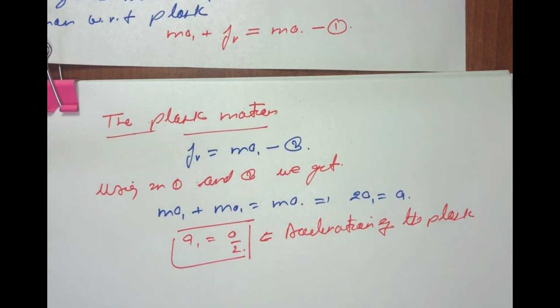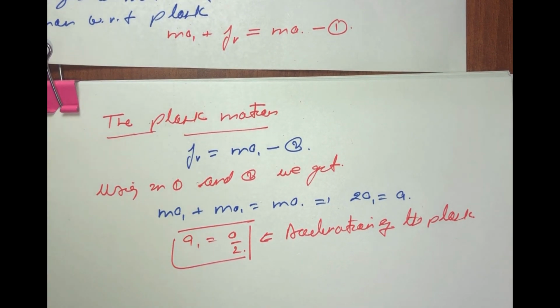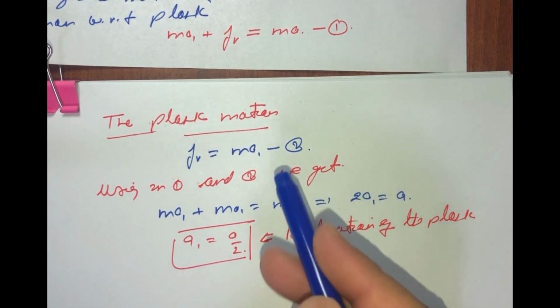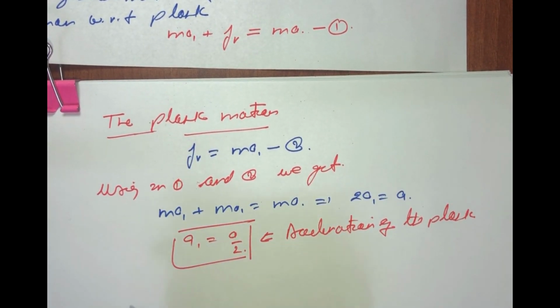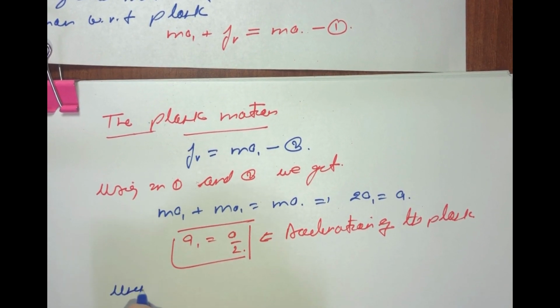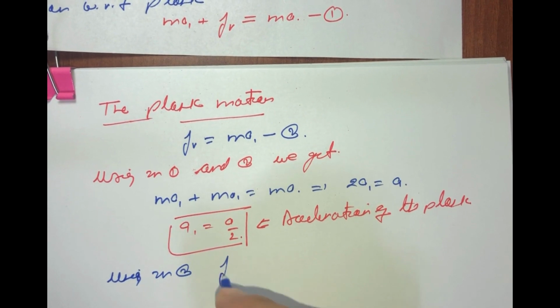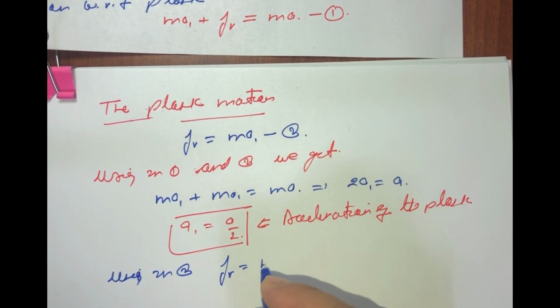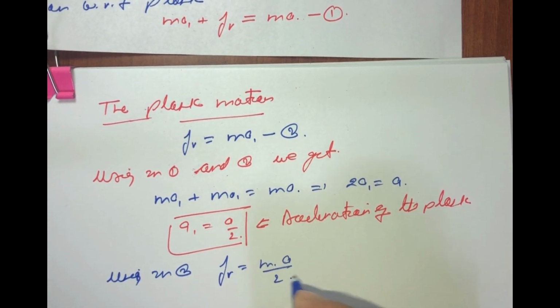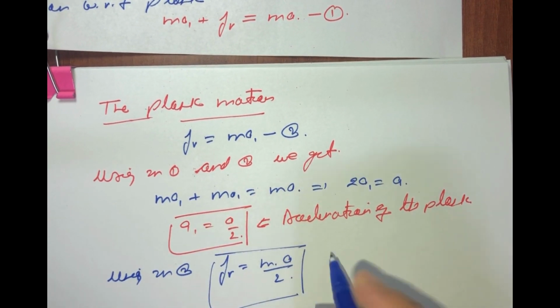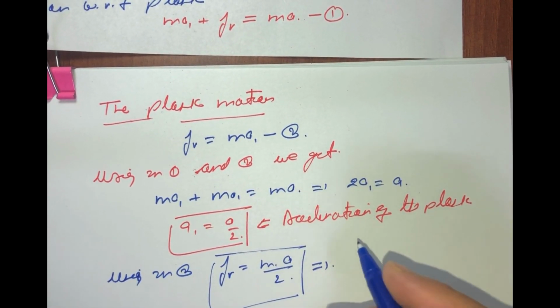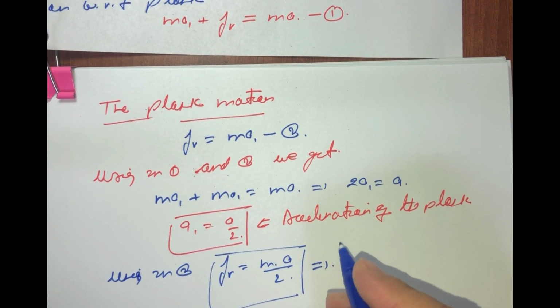Next, we are supposed to find out what will be the frictional force. So we can use equation number 2. Using equation 2, Fr is equal to m a divided by 2. So this is our frictional force.